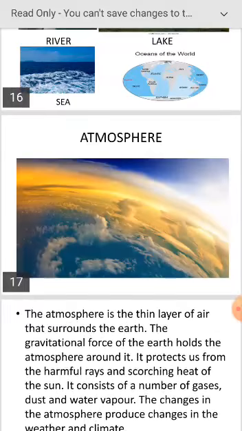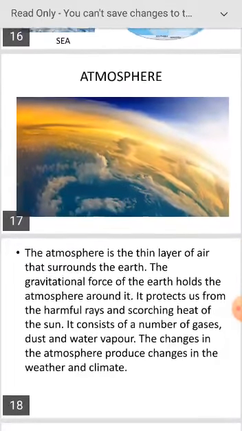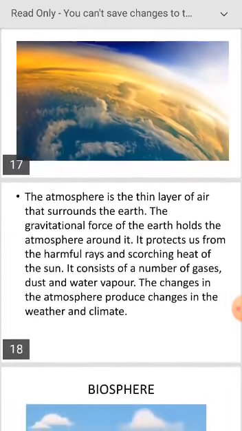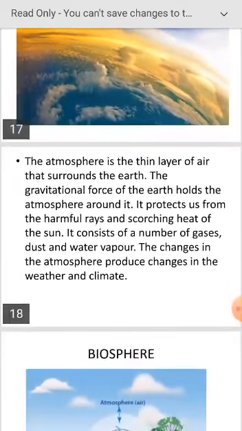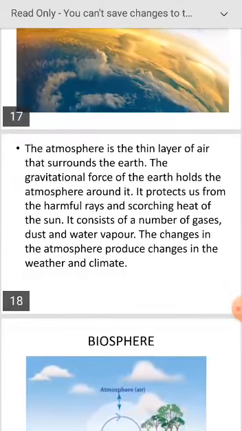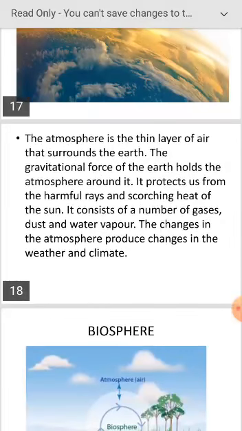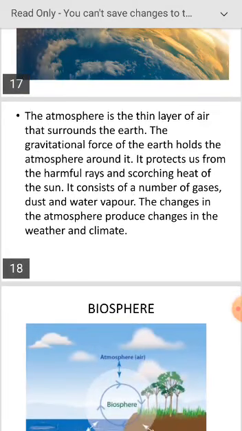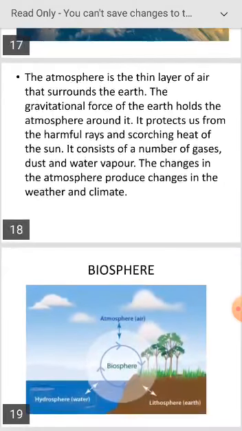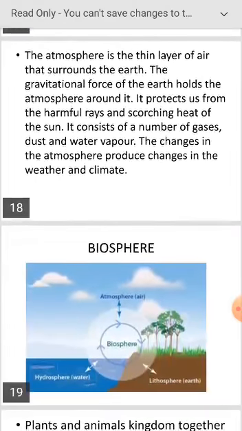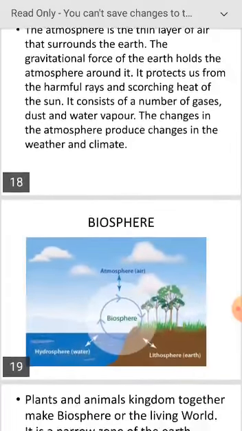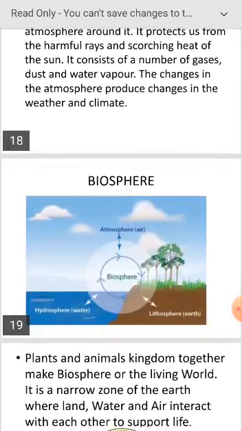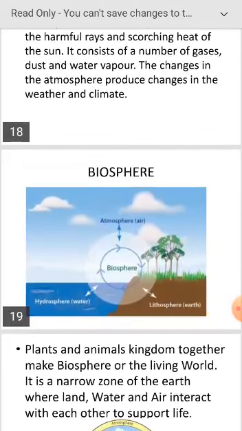Next, we are going to come to the atmosphere. What is the atmosphere? It is the thin layer of air that surrounds the earth. The gravitational force of the earth holds the atmosphere around it. It protects us from the harmful rays and scorching heat of the sun. It consists of a number of gases, dust and water vapor. The changes in the atmosphere produce changes in the weather and climate.